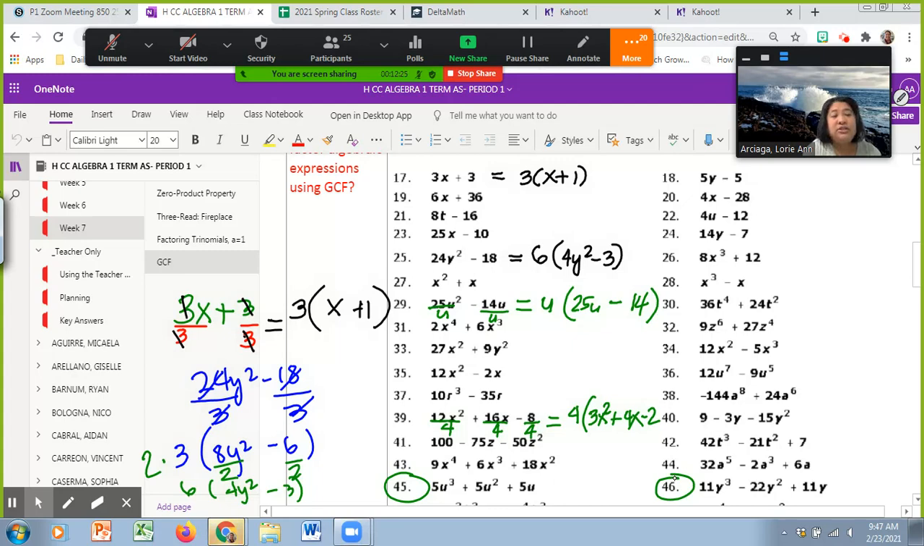I don't normally teach all these types of GCF to my regular classes, but your algebra is a pre-AP algebra, so you have to dig deep.